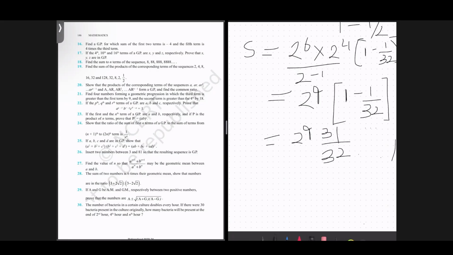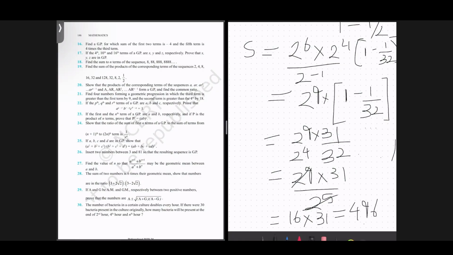Now, 32 can be written as 2 raised to the power 5. So what you would now have is 2 raised to the power 9 into 31 upon 2 raised to the power 5. The powers get cancelled. What is left is 2 raised to the power 4 into 31, and that is nothing but 16 into 31. And when we solve this, the final answer that you're going to get is 496.